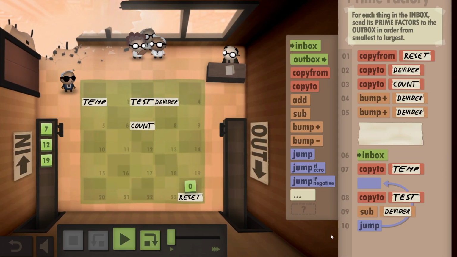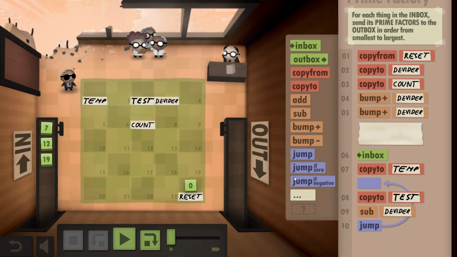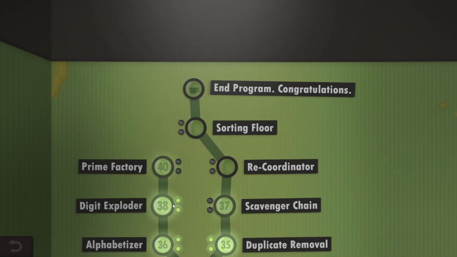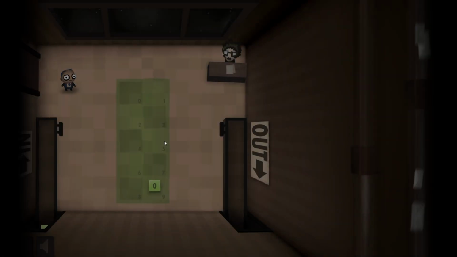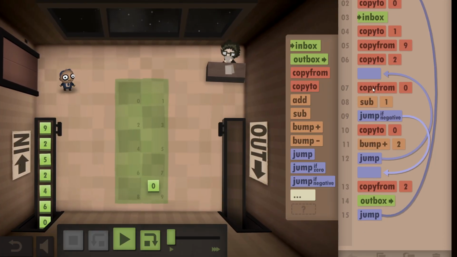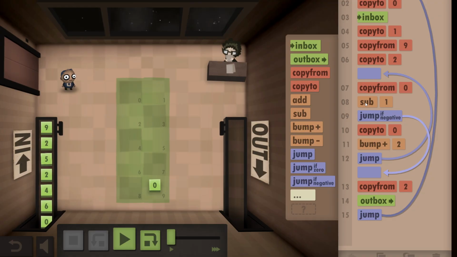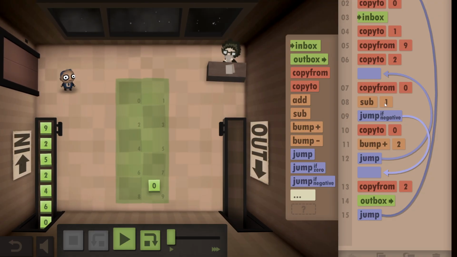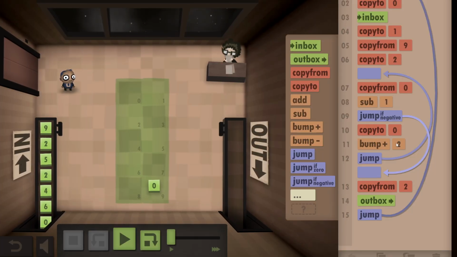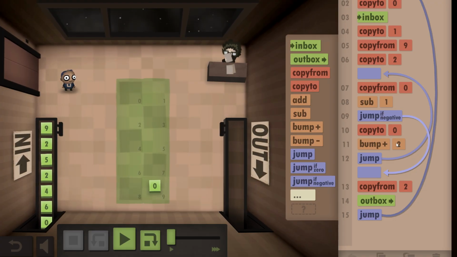Right? And on each. Wait, no. I need to copy the other thing. I need to do it properly because I'm lost right now because I'm thinking about too many things. Copy from, sub that, copy to bump. That's what we need to find.